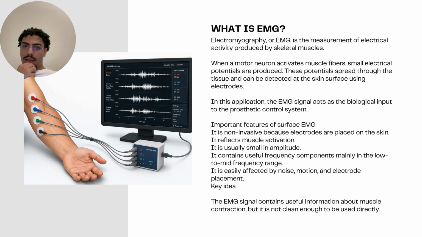Surface EMG has several important features. It is non invasive because the electrodes are placed on the skin rather than under the skin. It reflects muscle activation, meaning it tells us when the muscle is active. However, this signal is usually small in amplitude and is easily affected by noise, motion, and electrode placement. So, the key idea is that the EMG contains useful information about the muscle contraction but is not clean or strong enough to be used directly.